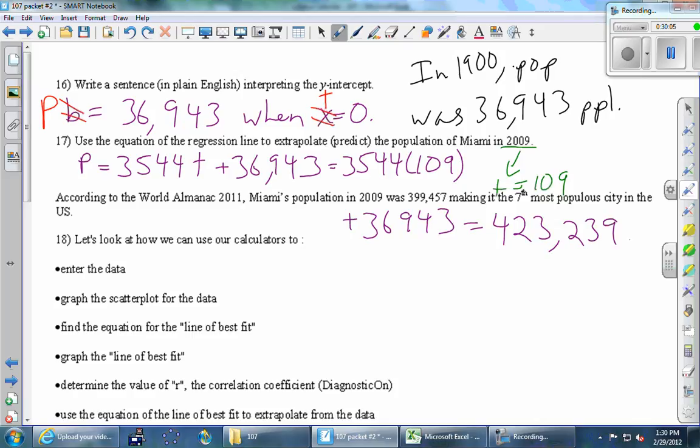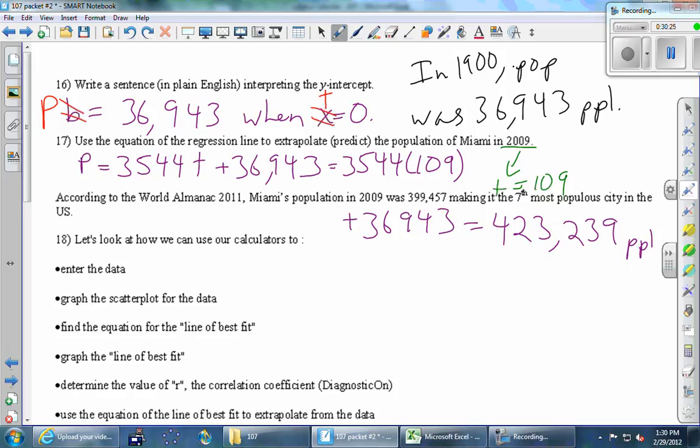Thank you. So if Miami stayed on that trend, that line, then the population in 2009 would have been 423,000.